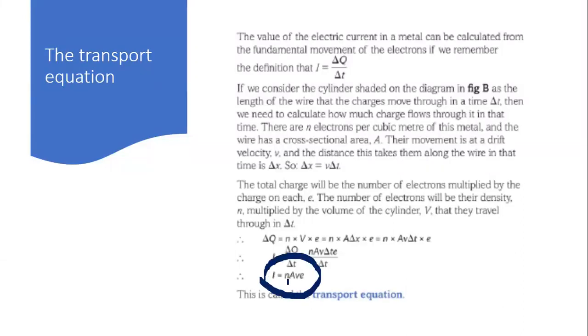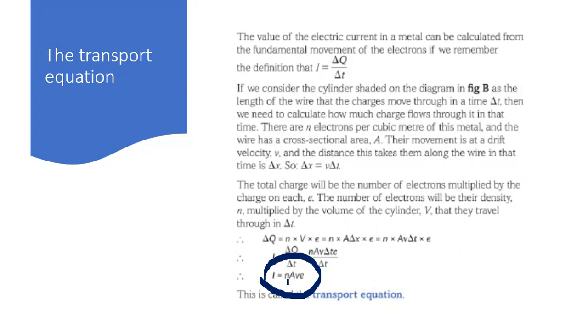What is N? N is known as charge density. Charge density meaning the number of electrons, right? The number of electrons that you have per cubic meter. So in 1 meter cube, how many electrons do I have? That is known as charge density, and that is shown as N. So N is the number of electrons per meter cube. Then A is the area, very simple, cross-sectional area. V is the drift velocity, and E is the charge of an electron.